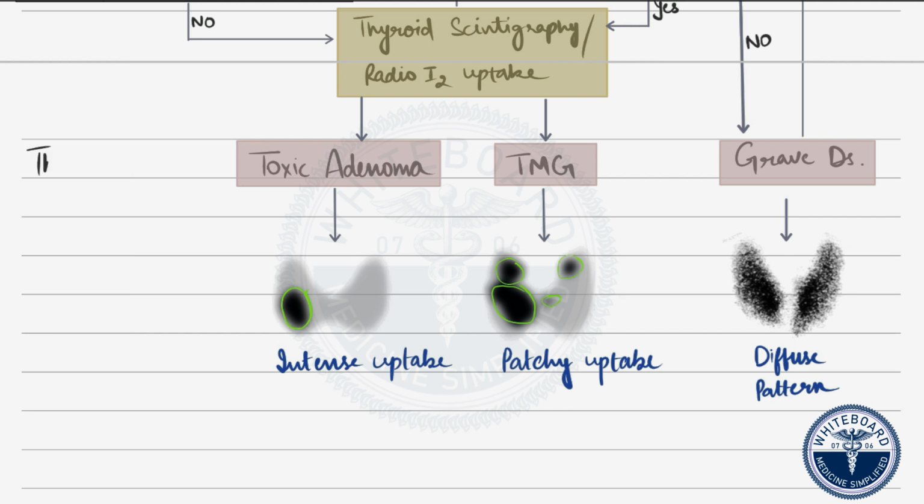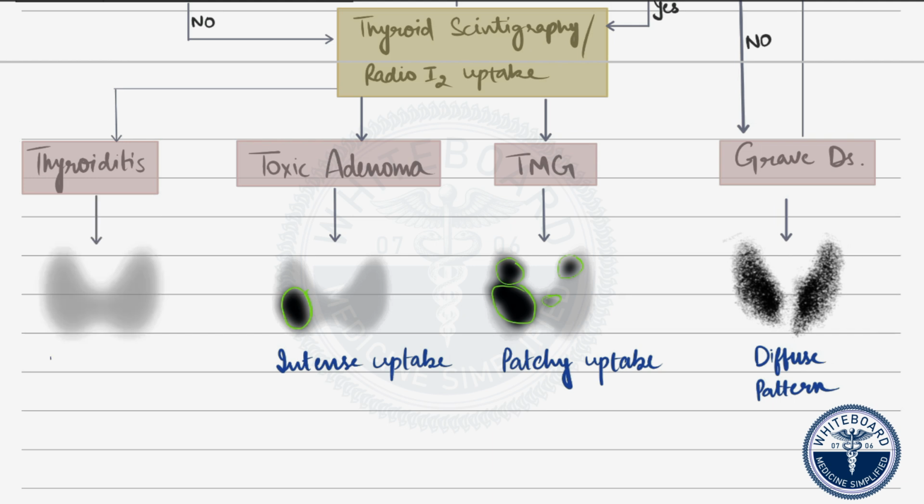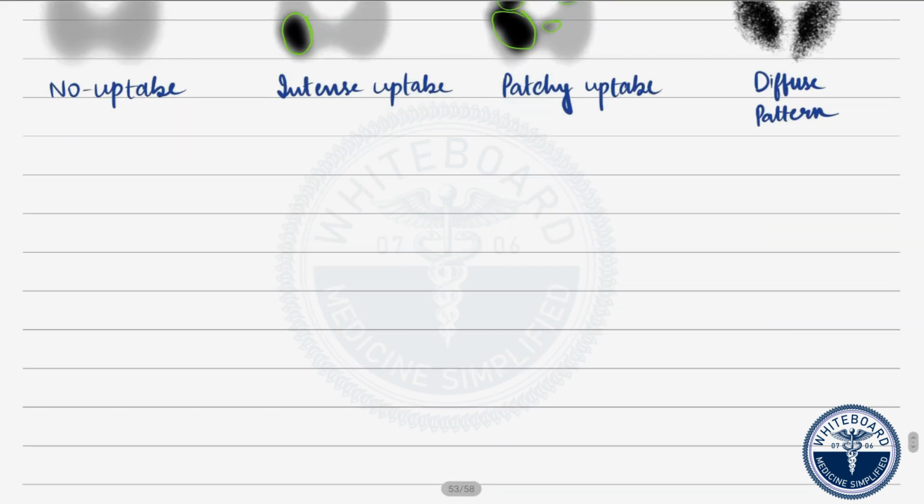In case of thyroiditis, the thyroid cells are damaged by inflammation. They break open and release stored hormone into the bloodstream. Because hormones are just leaking out, not being newly synthesized, the glands stop trapping iodine or tracer. As a result, the tracer uptake is very low or absent in case of thyroiditis.